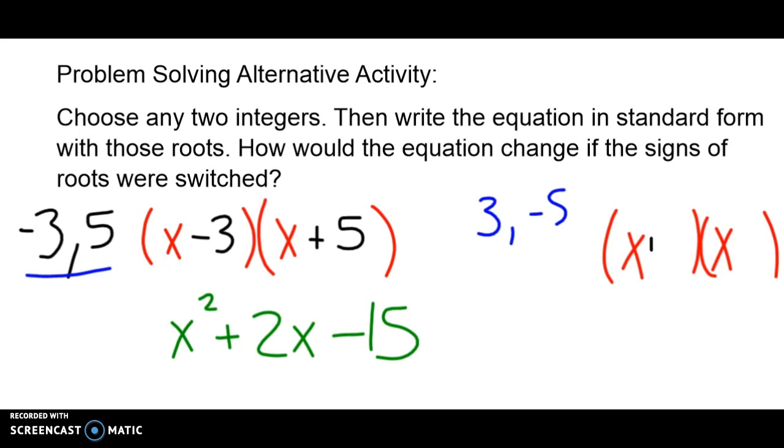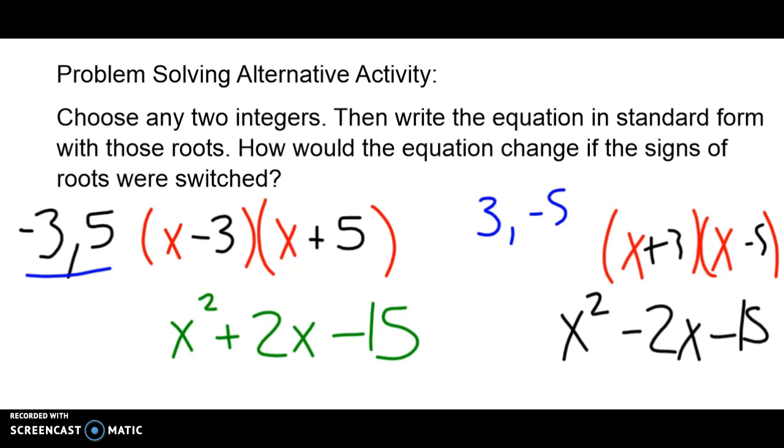And they would have plus 3 minus 5 right here. And when they factor that out, or FOIL it out, x squared, then they get minus 2x, and then they get minus 15. And so they get two different equations, and then we kind of stop and maybe ask them, okay, so how is the equation changed? Like, what is the difference, right? x squared and negative 15 are both the same. The only difference is this part right here, the plus 2x or minus 2x.